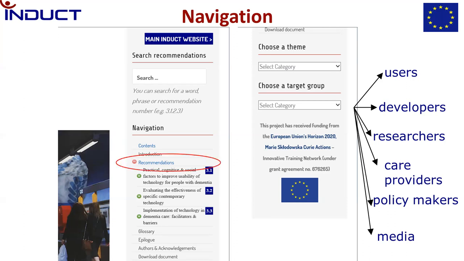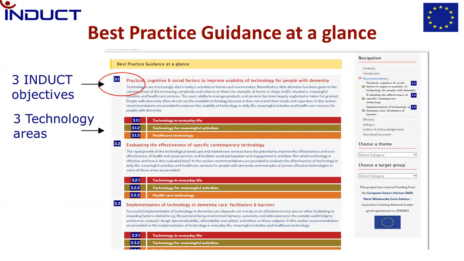And then the recommendations there can link with that. And so you can see each of the recommendations are organized into groups around different areas. First one around usability. And you see how that breaks down into the three themes: everyday life, meaningful activities, and healthcare technology.